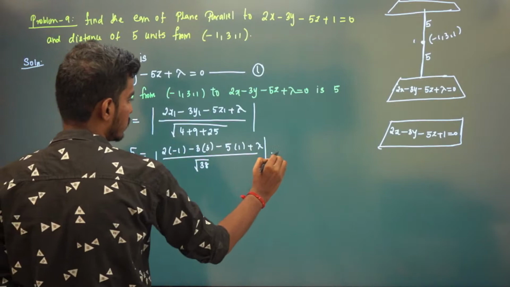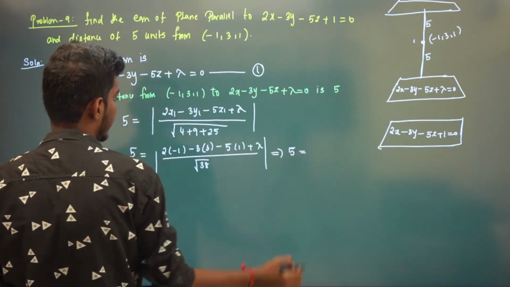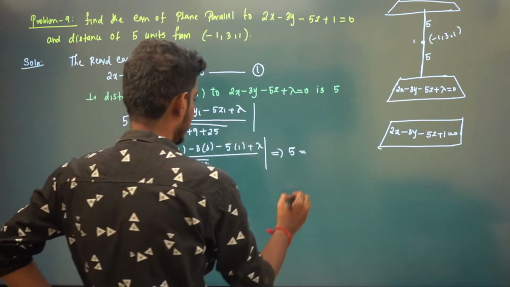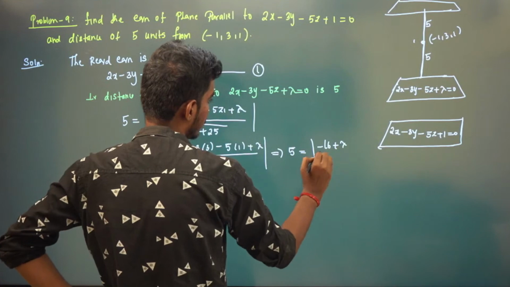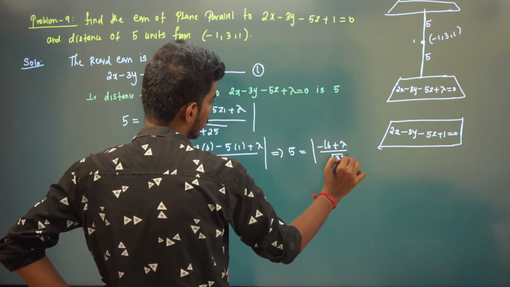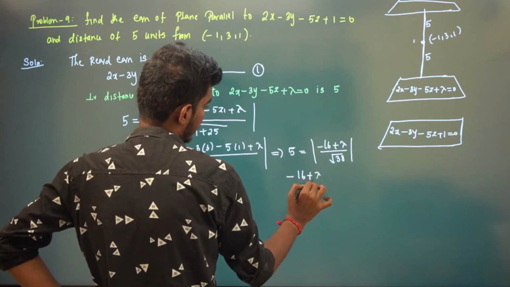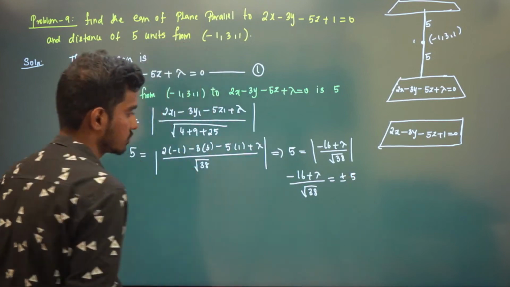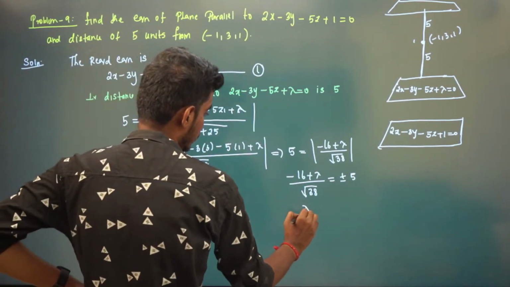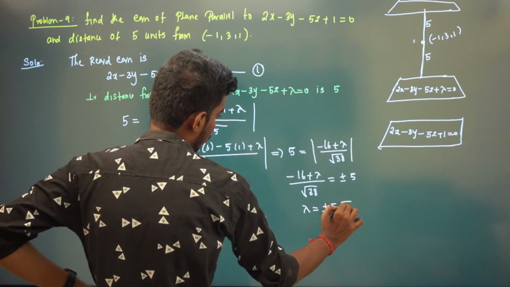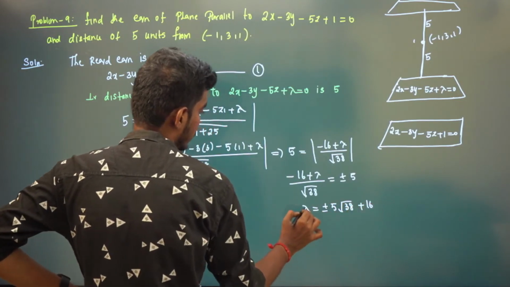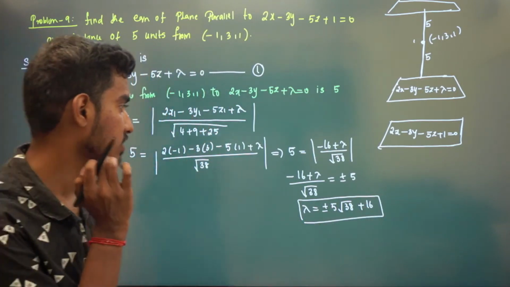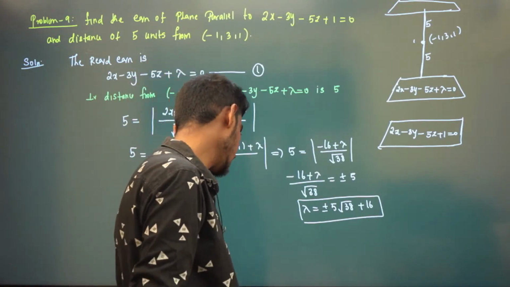So this implies 5 is equal to minus 2, minus 9, minus 5, which is minus 16. So we have minus 16 plus lambda by root 38. That means minus 16 plus lambda by root 38 is equal to plus or minus 5. So that means lambda is equal to plus or minus 5 root 38 plus 16. So lambda can take two values. One is plus 5 root 38 plus 16. The other is minus 5 root 38 plus 16.